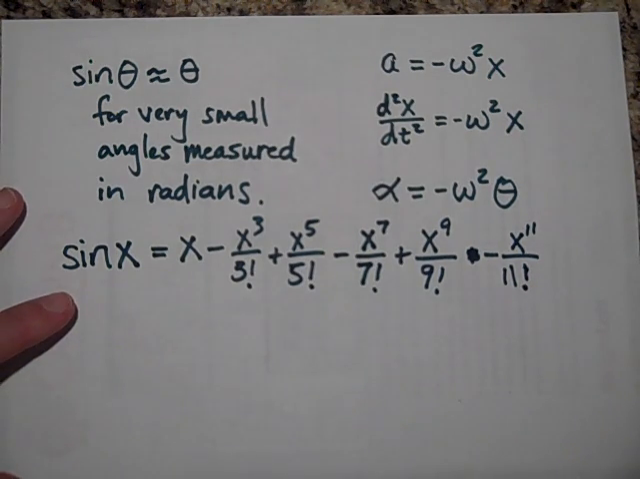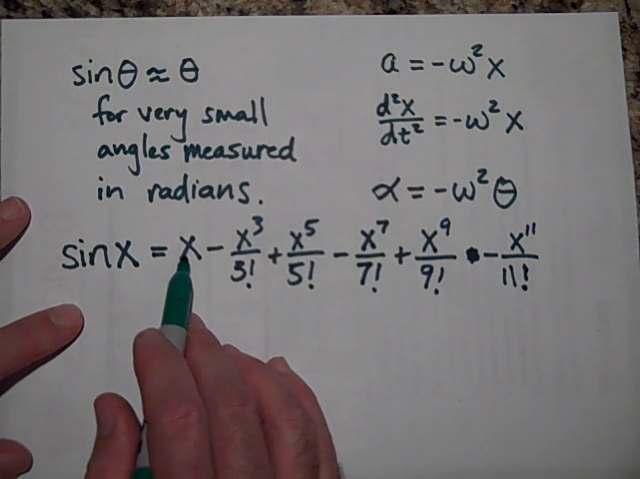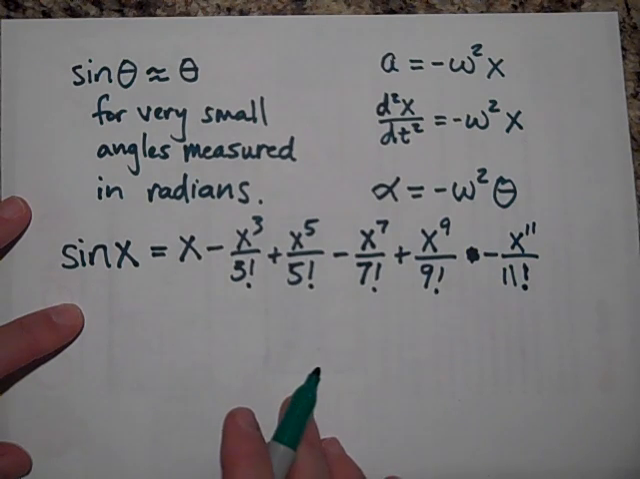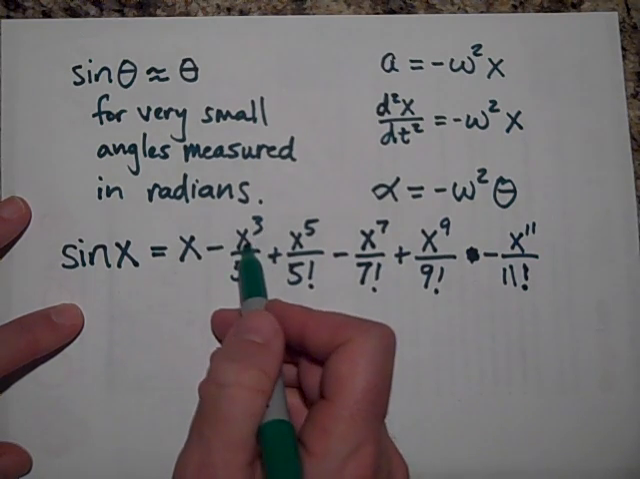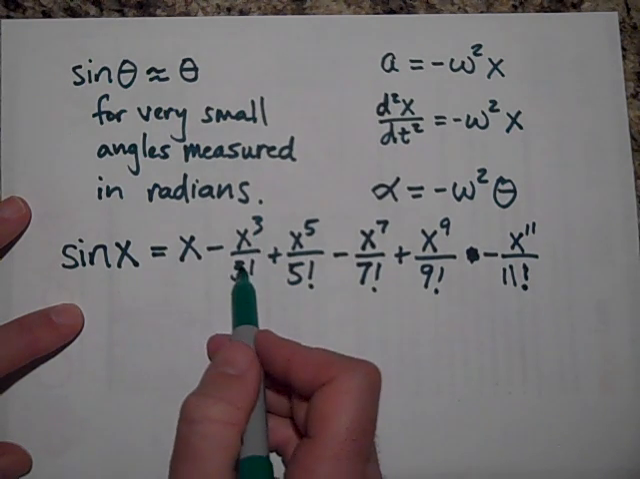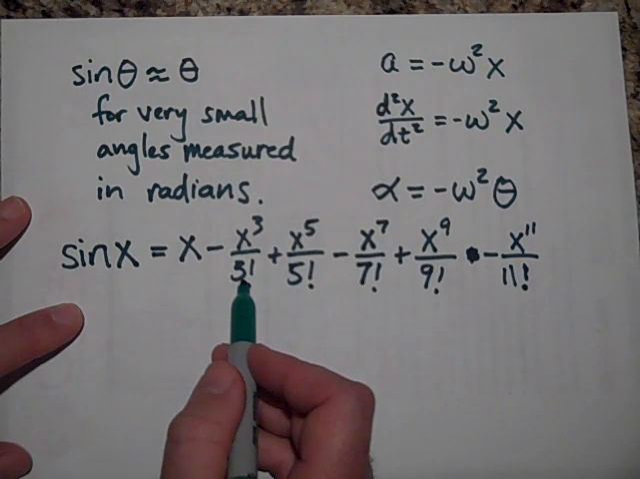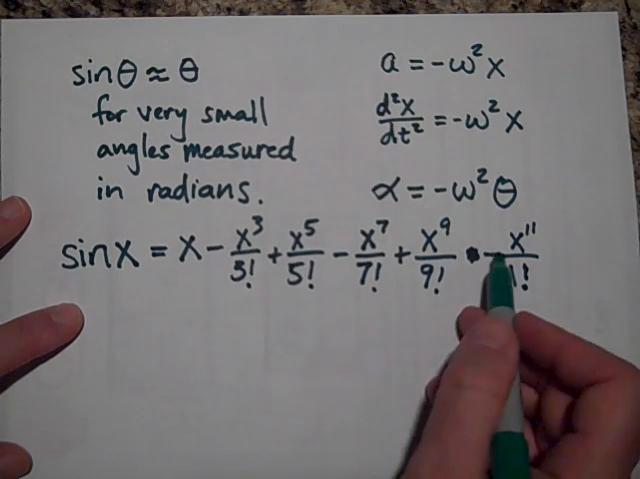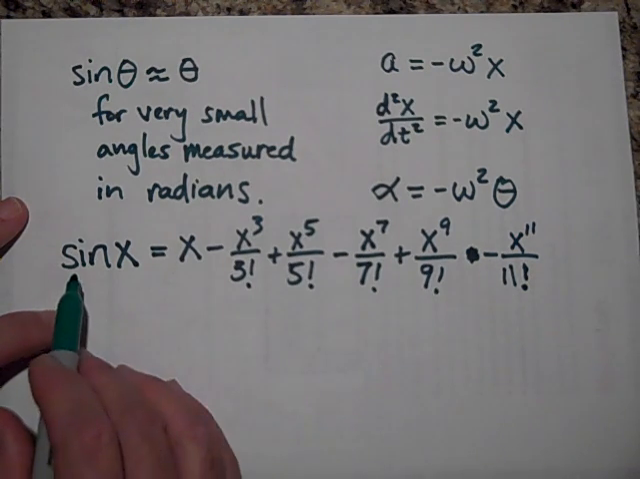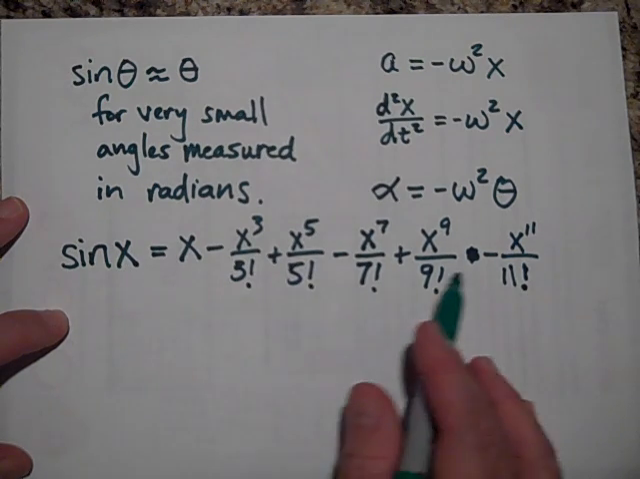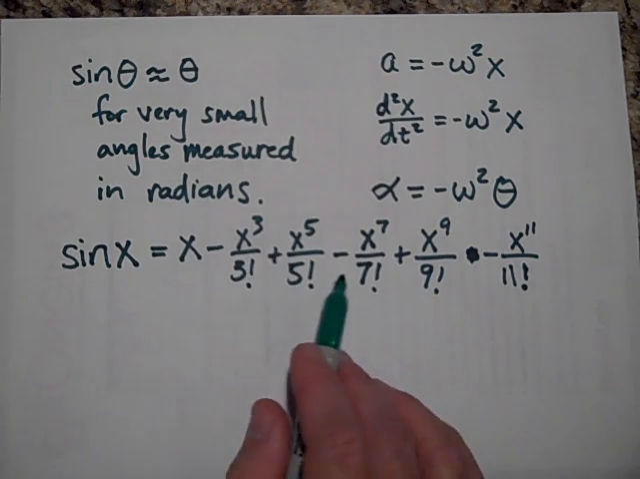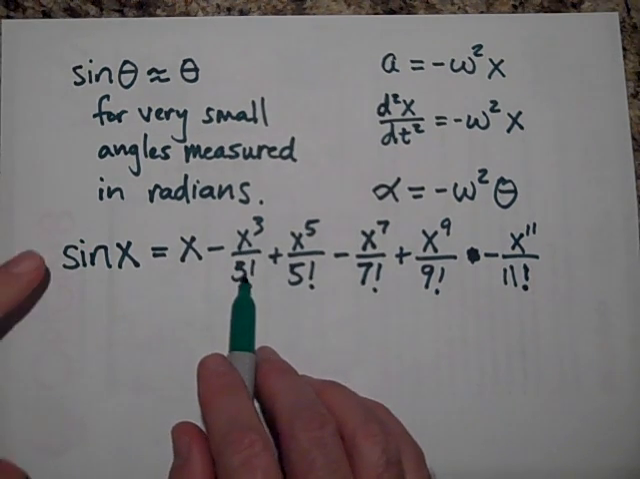Now, I want you to see something. If x is really tiny, like 0.1 or something, then when you cube it, it gets tinier, doesn't it? And then not only are you cubing it, but you're going to divide it by 3 factorial. And so each one of these terms becomes less and less significant. So if sine of x really does equal all this stuff, well, when x gets really small, these terms get incredibly small.